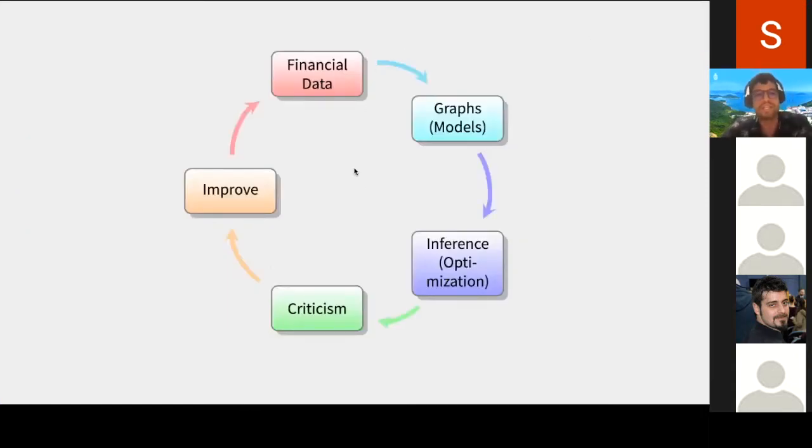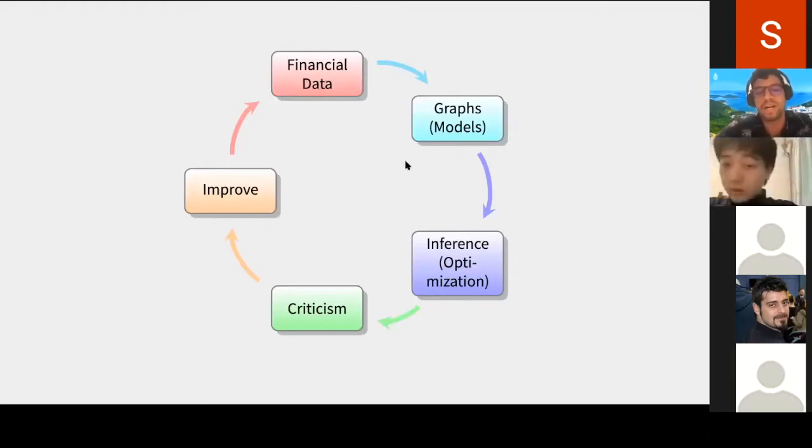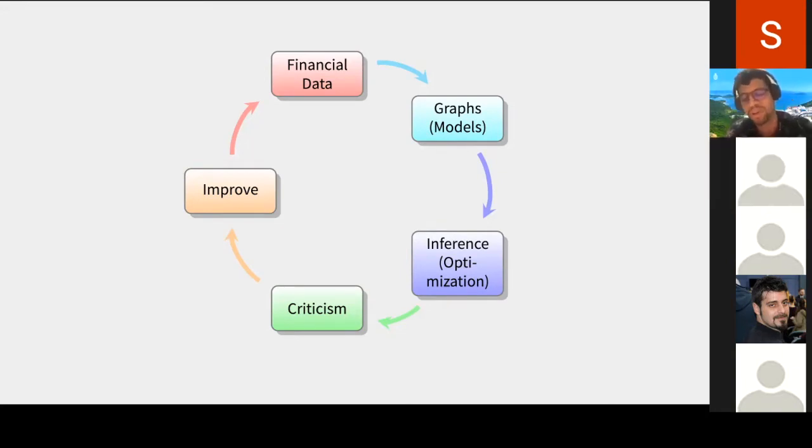So this talk is going to revolve around this flowchart here, where I'm going to start on the financial data block, where I'm going to discuss some characteristics of financial data, the so-called stylized facts. And then I'm going to try to make a link between financial data and graphs, and why graphs are good models for financial data. And hopefully, by the end of this talk, you'll be convinced that graphs are indeed a good model for this type of data.